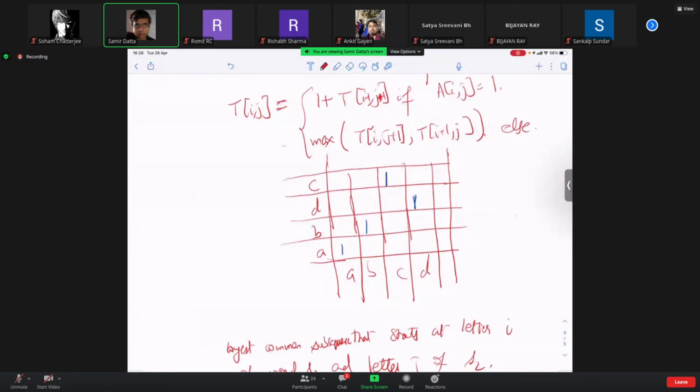Now we start filling in, and these are initialized to zeros. So now this will be 0. It is 1 plus the diagonal if they match, but this is 0, so it is the maximum of this and this, which is 0. Now here we see that this is 1, so we get 1 plus 0, which is 1.